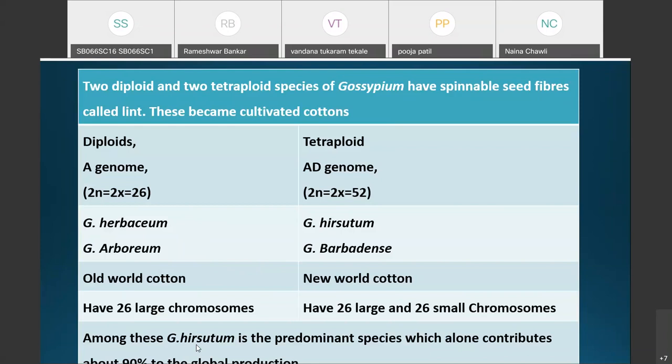Of these four species, the tetraploid species Gossypium hirsutum alone contributes about 90% to the global production. That is about the four different species which are generally cultivated in the world, and that is all about their cytogenetics. We have discussed the two diploid species and the two tetraploid species of cotton.